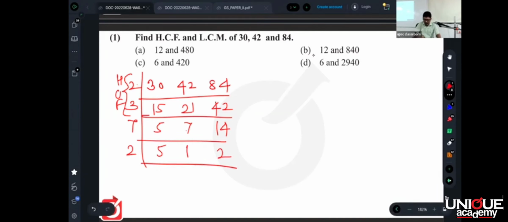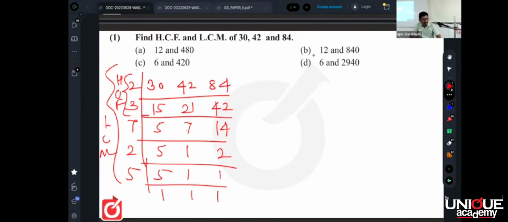Then we can divide by 2, and we get 5, 1, 1. Then dividing by 5, we get 1 each. The product of all these numbers, all the prime numbers by which we have divided the given numbers, is the LCM. So 2 3s are 6, 6 7s are 42, and 2 5s are 10. So 42 into 10 gives you 420. So HCF is 6 and LCM is 420. Is it clear? Okay. Frankly speaking, I would like to ask you, is there anyone who has got answer option D?